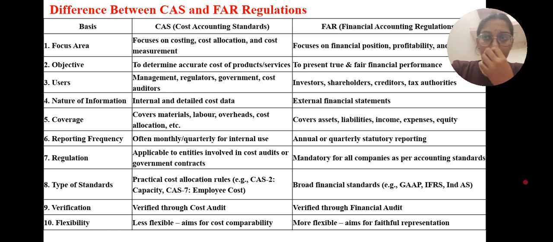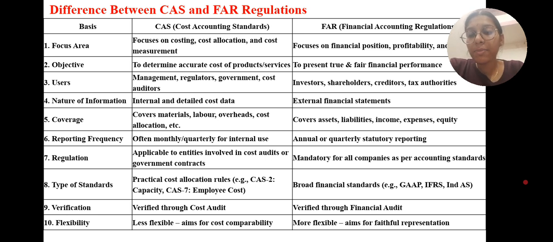And next is the difference between CAS and FAR. The first is CAS, Cost Accounting Standards, and FAR is nothing but Financial Accounting Regulation. The first point is CAS is used for internal use, and Financial Accounting is used for external reporting. CAS focuses on cost, Financial Accounting focuses on profit. For example, in CAS the cost of production is calculated, whereas in FAR the profit statement is calculated.